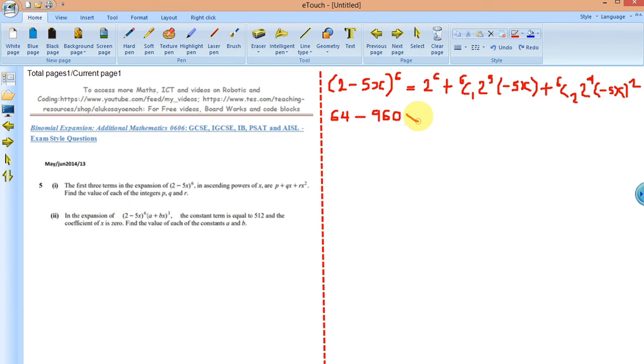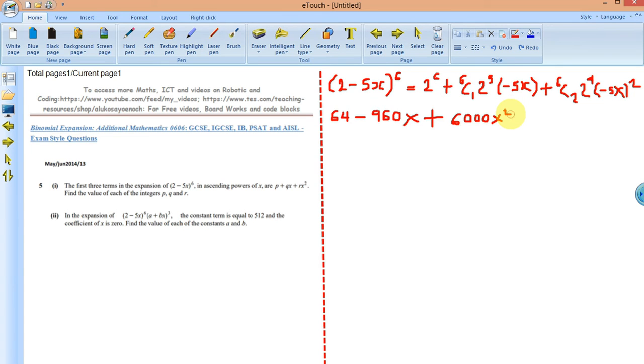So minus 960x, then plus 6 combination 2 times 2 raised to the power 4 times 25. So 6 shift combination 2 times 2 raised to the power of 4, then times 25. So that is 6,000. This is actually 25, since minus 5 squared is 25. So that is 6,000x squared. So I'm good with this now.